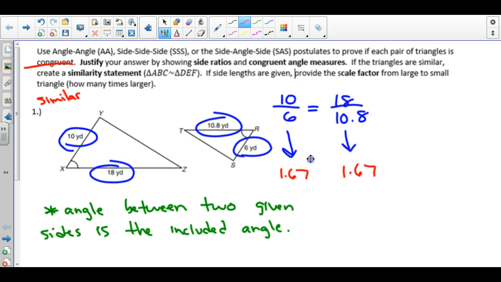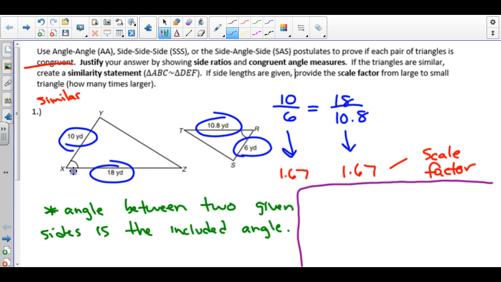So since your ratios are equal, this right here is my scale factor, which means that that large triangle is 1.67 times larger than the small one. And what I want to do is state the congruent and similar parts here. So that'll be the next part. I'll do that in the bottom corner here. And we'll just state which things are similar to each other.